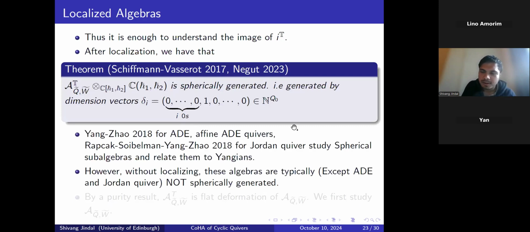The point is that when we study the spherical part of the algebra of the triple quiver, which can be explicitly written in terms of the triple product, what we get is the cohomological algebra for the triple quiver with triple potential, but only after localizing. This is work done by Yang Zhao for A_n and affine A_n quivers, and also by Rapcak, Soibelman, Yang, and Zhao. They don't localize, but they also consider the spherical part of the CoHA of the triple Jordan quiver with triple potential. But in the case of cyclic quivers, if you don't localize, then these algebras are not spherically generated.